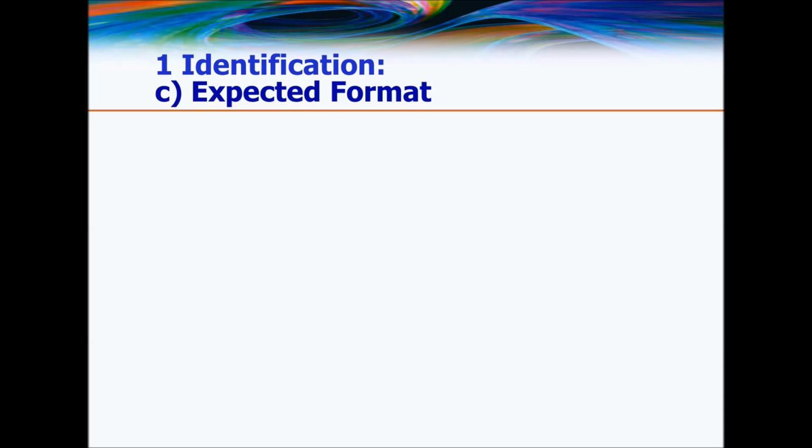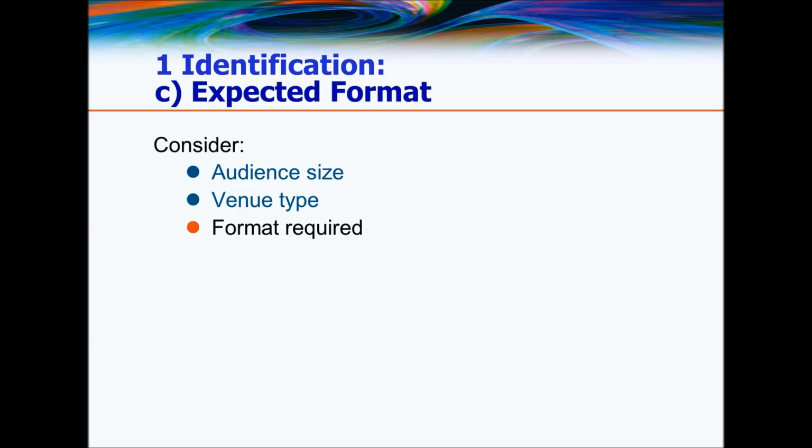The third aspect of the identification segment is the expected format that you have to deliver. So you need to consider if you're speaking to a small group or addressing an audience of hundreds. The audience size will drive how you present. What kind of venue is it? Will it be a small seminar room or a large auditorium? Those answers will determine whether you present informally or whether you speak to a microphone, whether you want to write on a flip chart or a whiteboard, or whether graphics need to be projected.